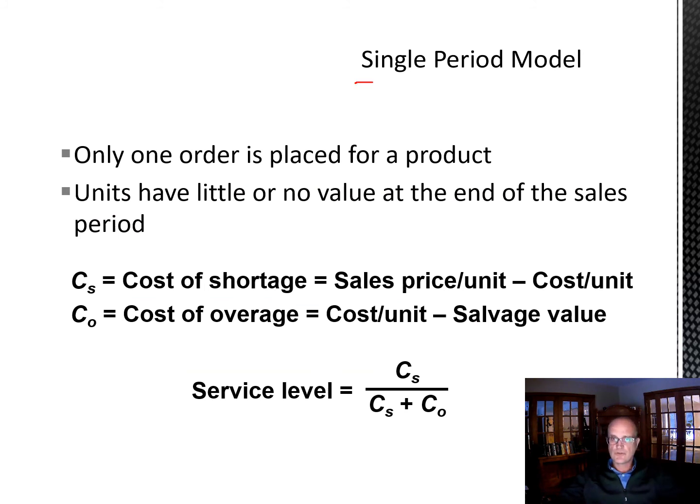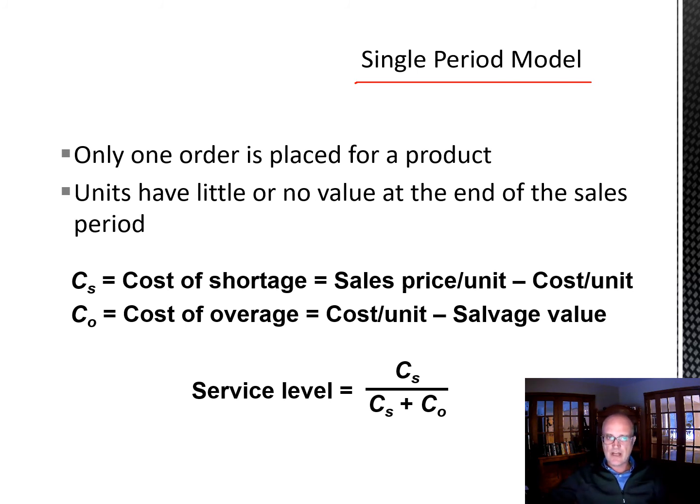One of those is what's called the single period model, or the news vendor model. It's when you only place one order for a product. It's usually a perishable product. It's called the news vendor model because, in the days when we actually read newspapers, we ordered newspapers and hoped to sell some of them.